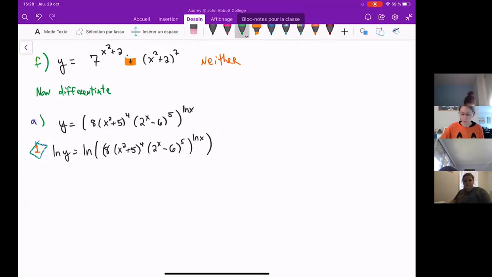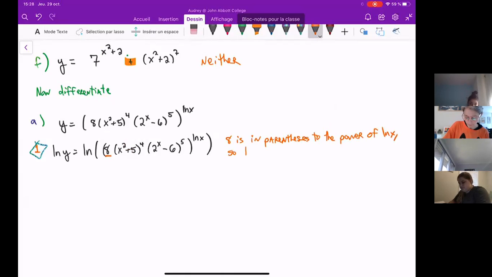Yeah, good job, guys. We're going to bring the power down first. The reason being that that 8 is inside the parentheses to the power of ln x. So we bring the power down first.